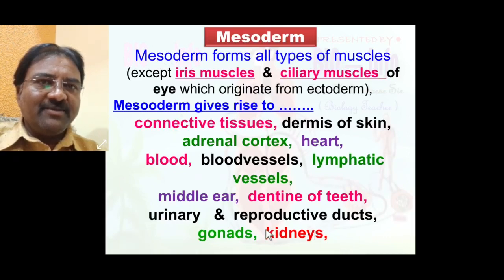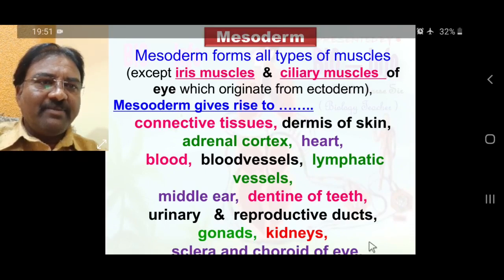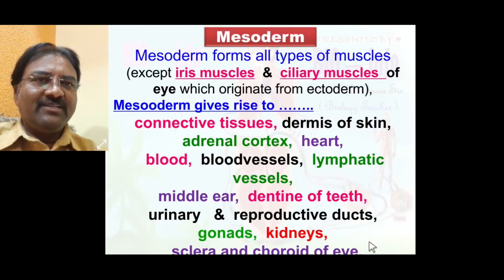Kidney, one of the most important parts of the excretory system, is mesodermal in origin. Sclera and choroid of the eye are also of mesodermal origin. Also remember, all these parts originate from mesoderm, except iris muscles and ciliary muscles of the eye, which originate from ectoderm, but all other muscles originate from mesoderm.